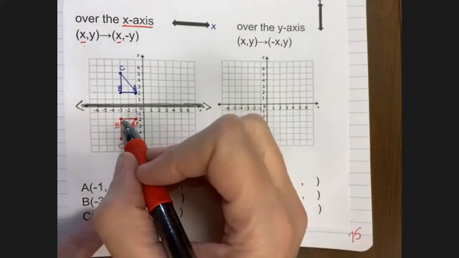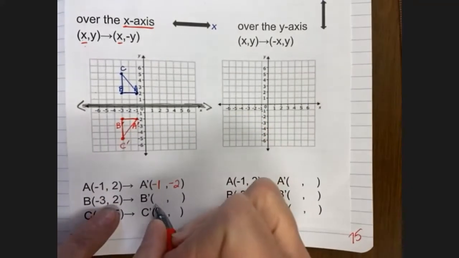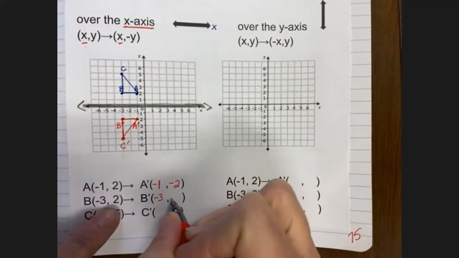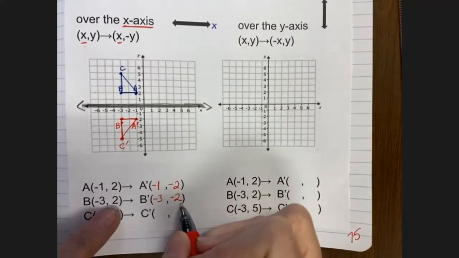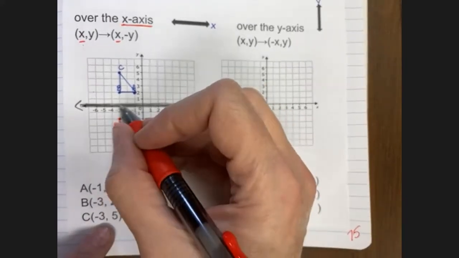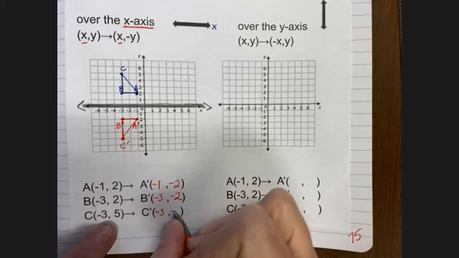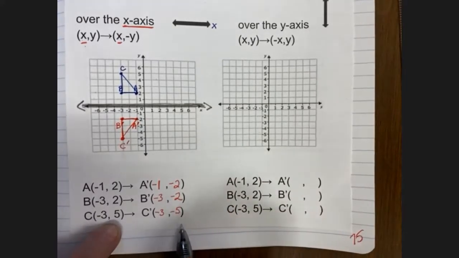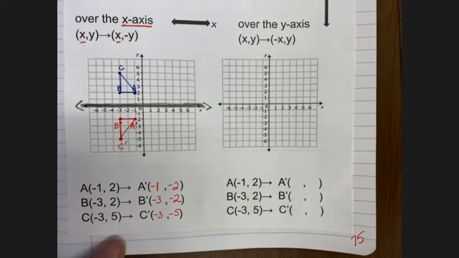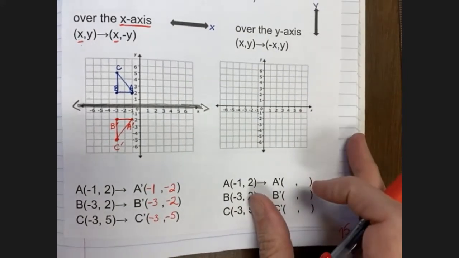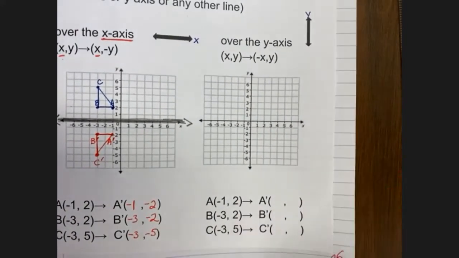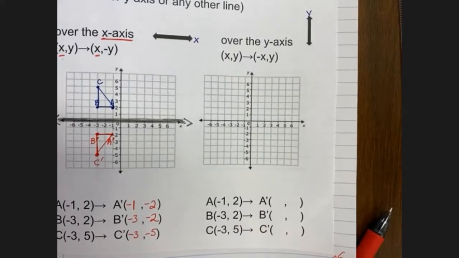B prime is located at -3, -2. So the x's stayed the same. The y's switched to the opposite value. C prime is located at -3, -5. And again, the x's stayed the same and the y values flipped. Therefore, you can kind of tell pretty easily the changes that are being made. All right, let's move over to what happens when I want to reflect around the y-axis.